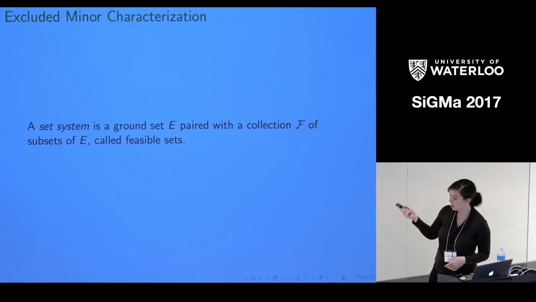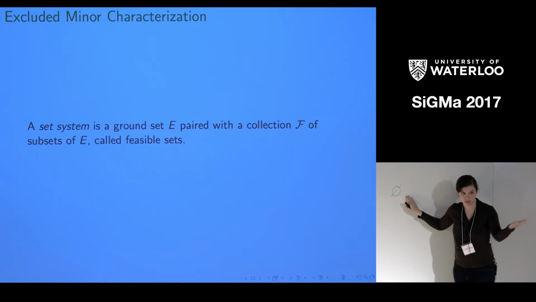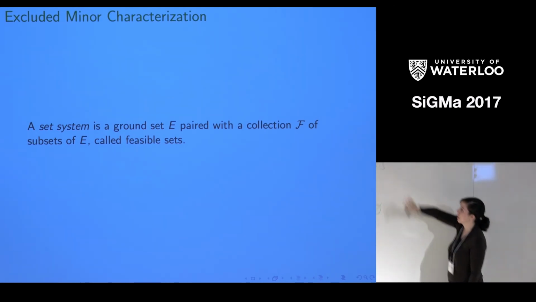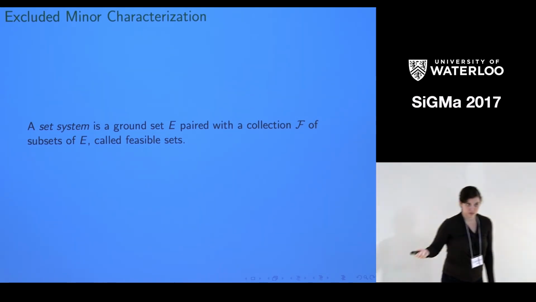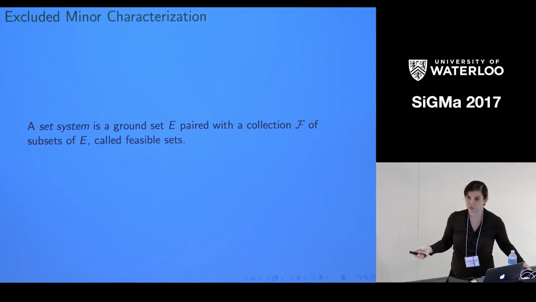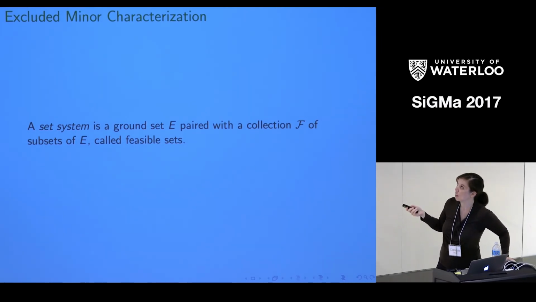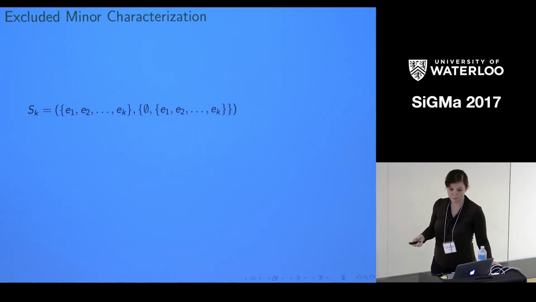But if I take the deletion of any element, what's left is just the empty set, which is the basis of a matroid and the feasible sets of a delta-matroid. And if I contract any element, I'm just left with a 2-element feasible set. So this is an excluded minor for the collection of delta-matroids. It's a set system that's an excluded minor.